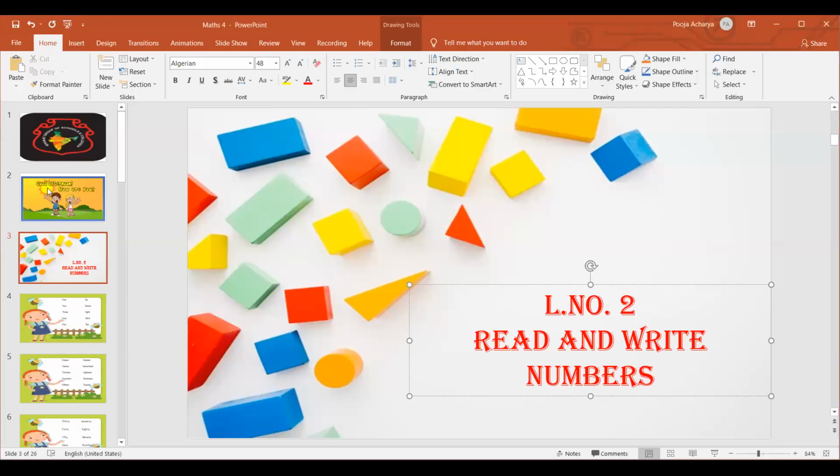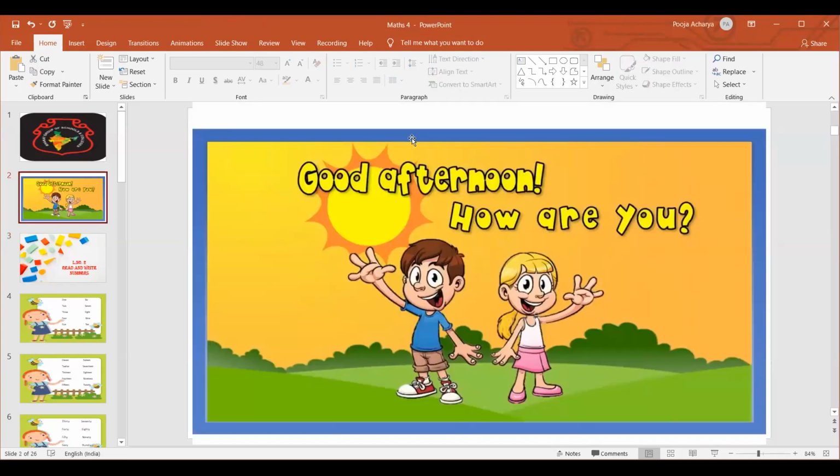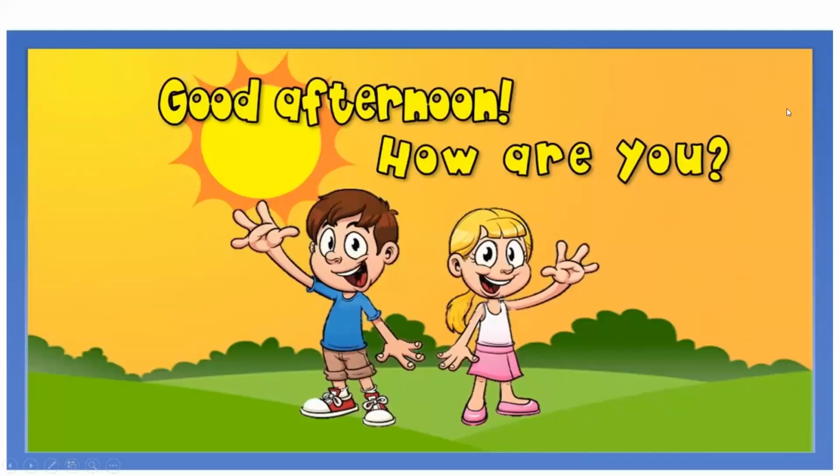Lesson number 1. So now tell me, write in the chat box and tell me everyone, how many edges does a cuboid have and how many corners?